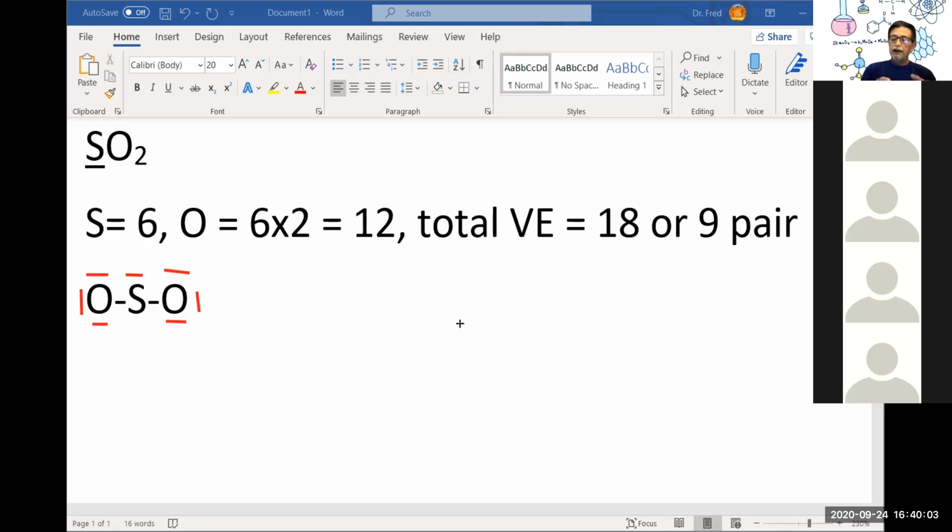Now, once you've done that, you check the octet for every atom. We already verified that the oxygens are full and their octet has been fulfilled. There are 8 electrons around each of the oxygens. Now, how many are around the sulfur, the central atom? 6. So sulfur is shorthanded.